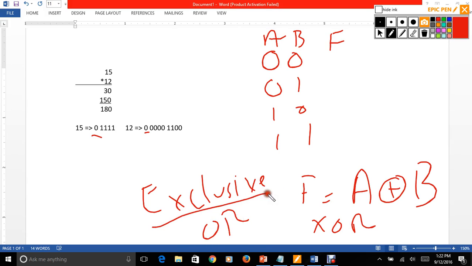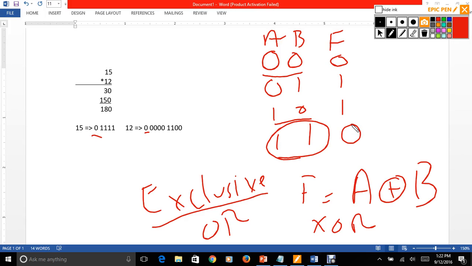What we mean by exclusive is the instance where one of them is 1, but not both. Exclusively OR. So here, it's not exclusively OR because it's 0 or 0, so it's 0. 0 or 1, one of them is exclusively OR, so it's 1. One of these is exclusively OR as 1 as well. Both of these are 1, and that's 0.